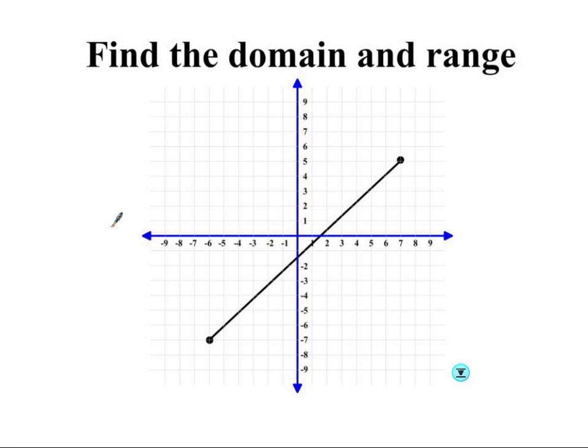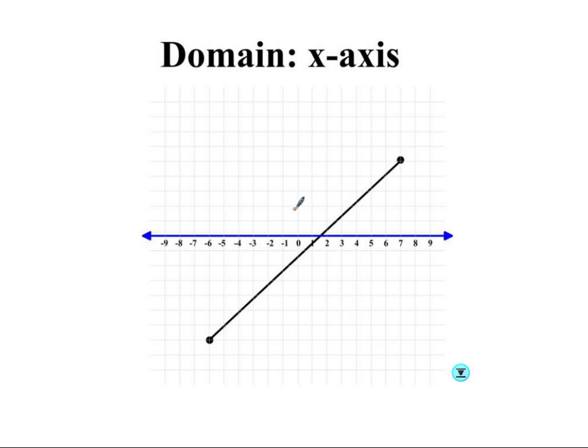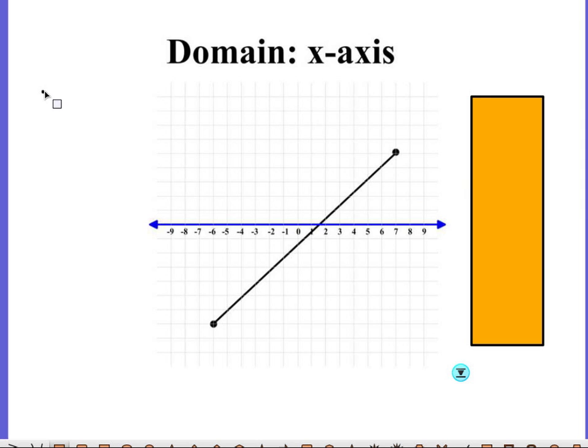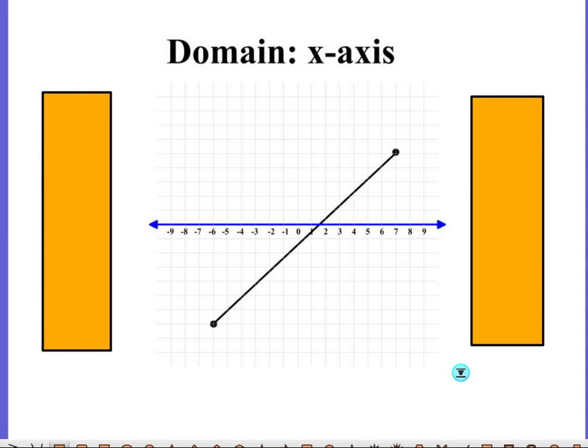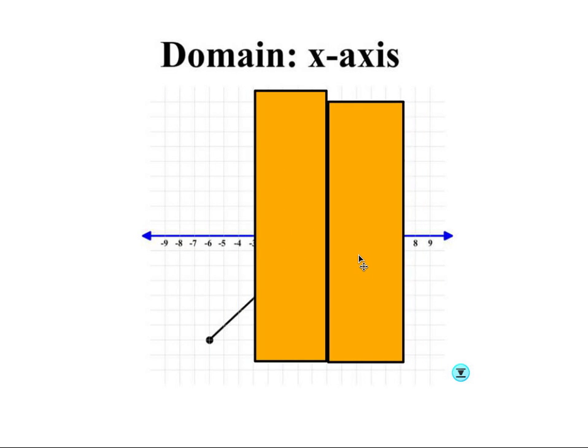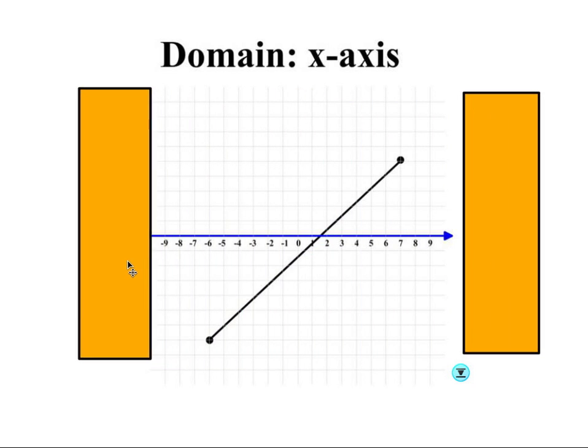Alright, finally we get to domain and range. So domain, first thing we want to do is find the domain for this right here. Now, one very simple trick that I like to use is the use of elevator doors. So let's say that I have elevator doors on both sides. Now these elevators close horizontally, and they open up as well.